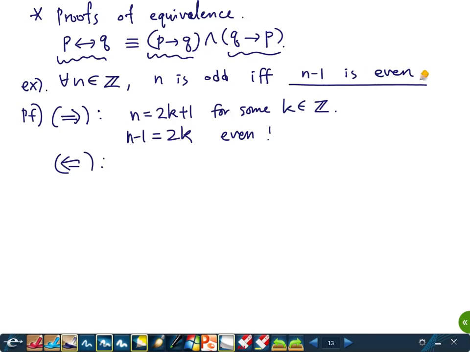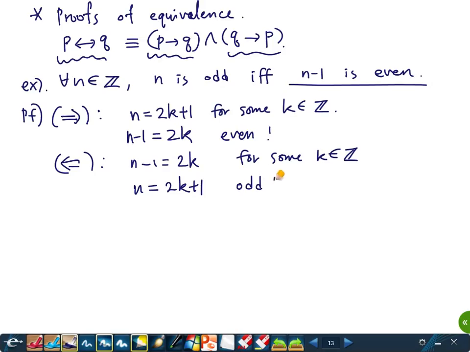The other way. Now we assume that n minus 1 is even. Because of that assumption, n minus 1 can be written as 2k plus 1 for some k. Then n is what? Oh, no. This is a contradiction. 2k plus 1. So n is odd. This is the end of the proof. We just proved two things. So this is an example of a proof of equivalence.